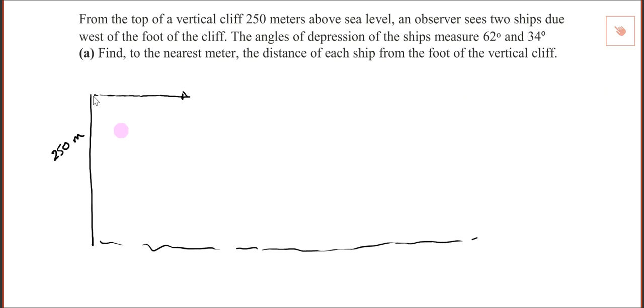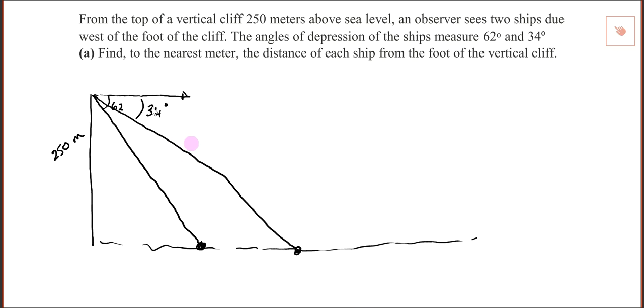So if I look down like that, that's one ship. So that would be the 62 degrees. And then the other one would be only 34. So that would be 34 degrees. Okay? Find to the nearest meter the distance of each ship from the foot of the vertical cliff. All right, so you've got options now. You can either use these, but then your triangle would be extended. I'd either do it like here and come down like this, or you realize that these angles are not the 62 and the 34.